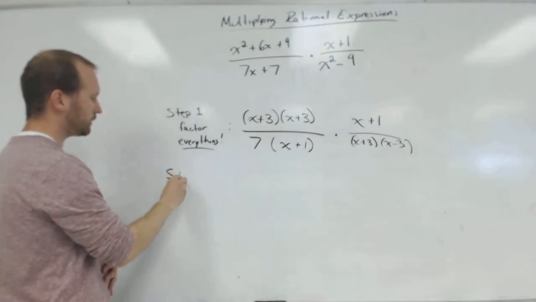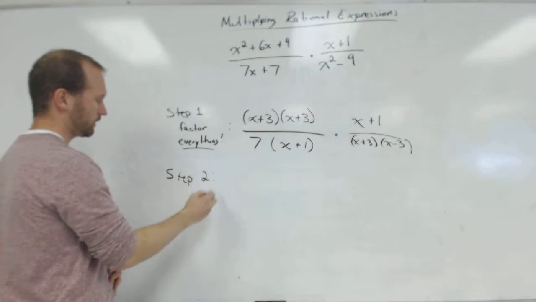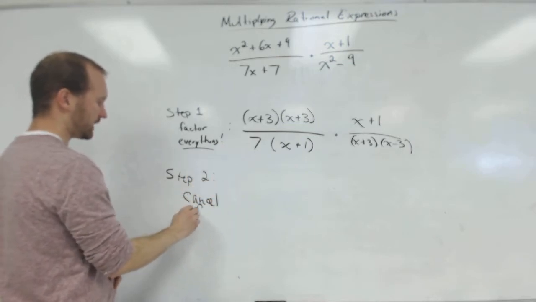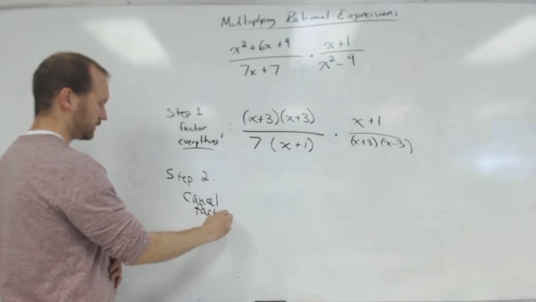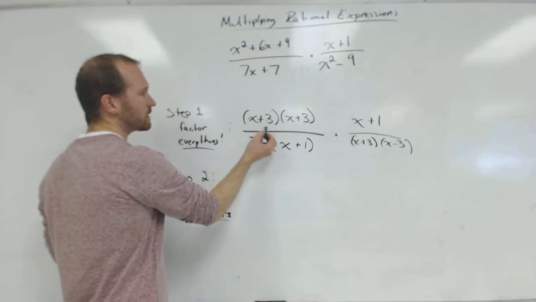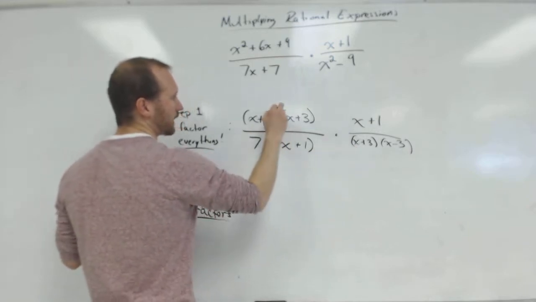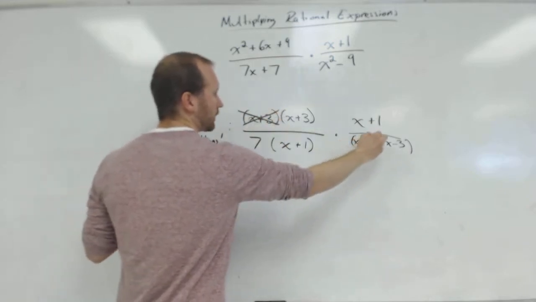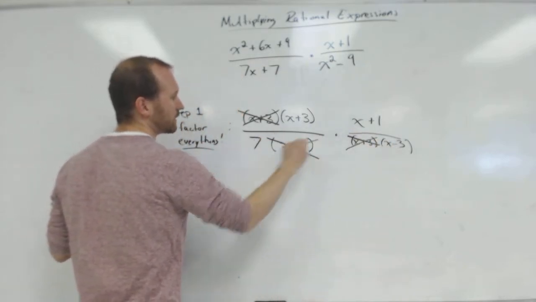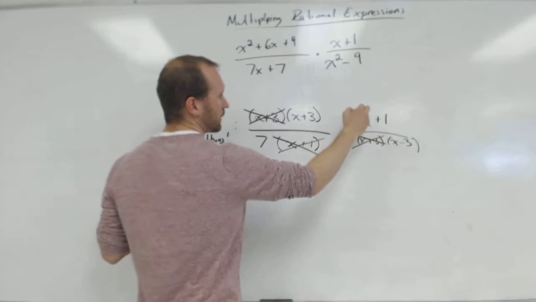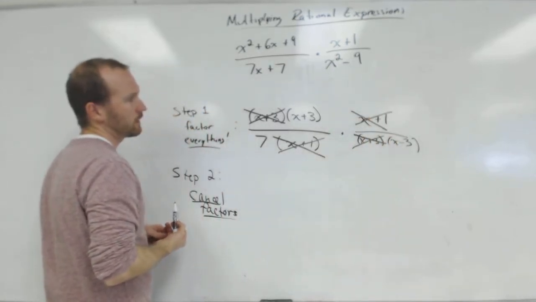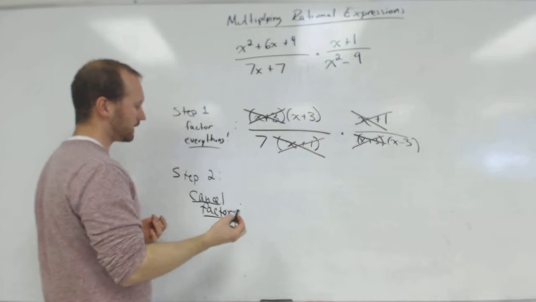Okay. Step 2, cancel factors. Okay, so there's an x plus 3 here and an x plus 3 there. I can cancel that with that. Then the x plus 1. There's an x plus 1 here and an x plus 1 here. Yeah. I can cancel those. And now it's simplified. And that's it. That's all that I could cancel.